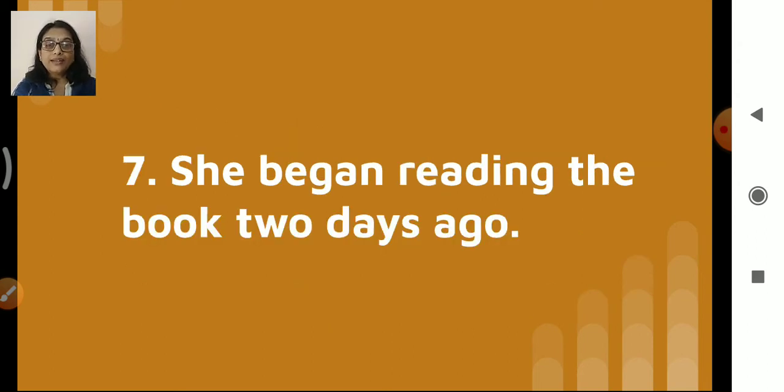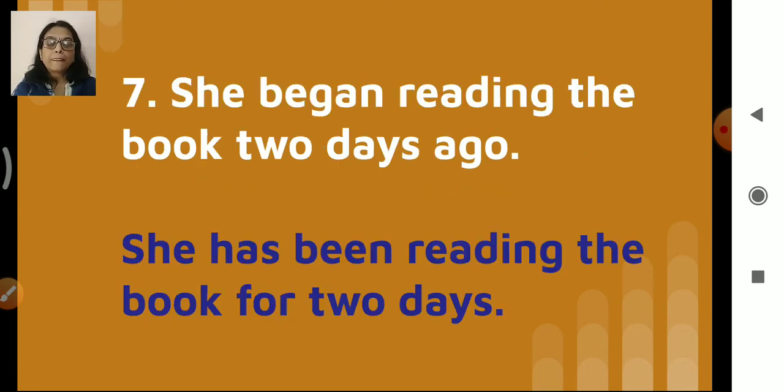The seventh one: she began reading the book 2 days ago. Do you know the exact day when she started? No. So you have to go back and calculate the duration. So what will come? For. She has been reading the book for 2 days.